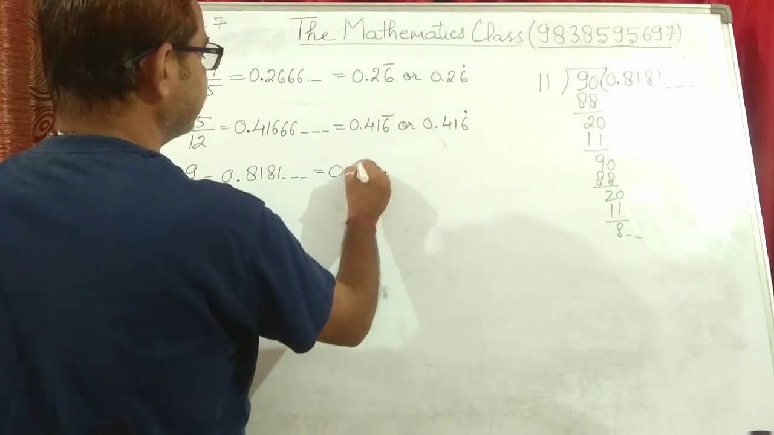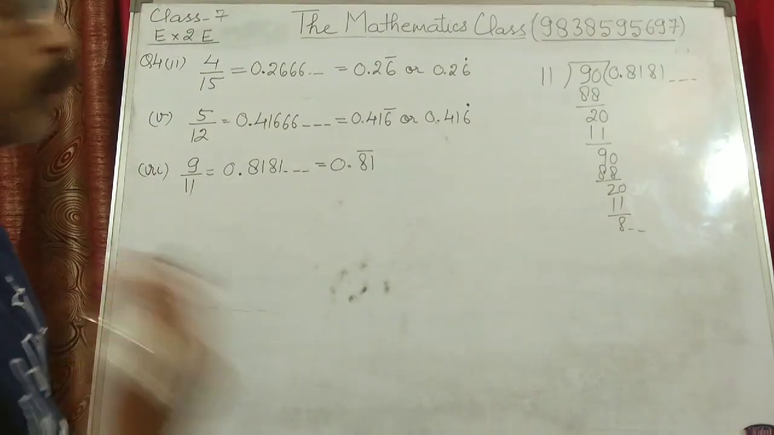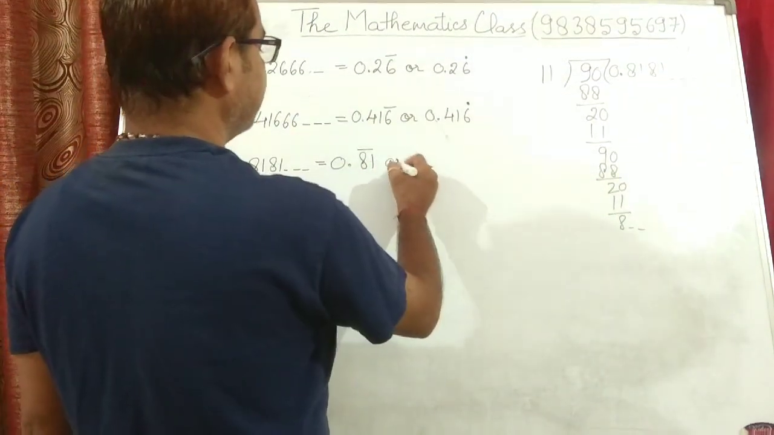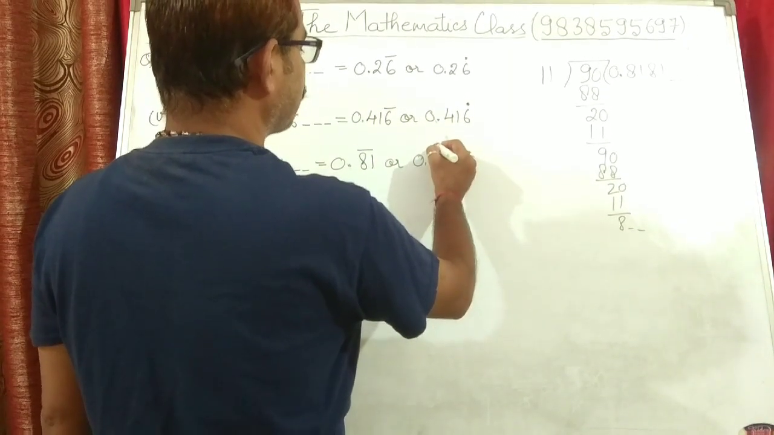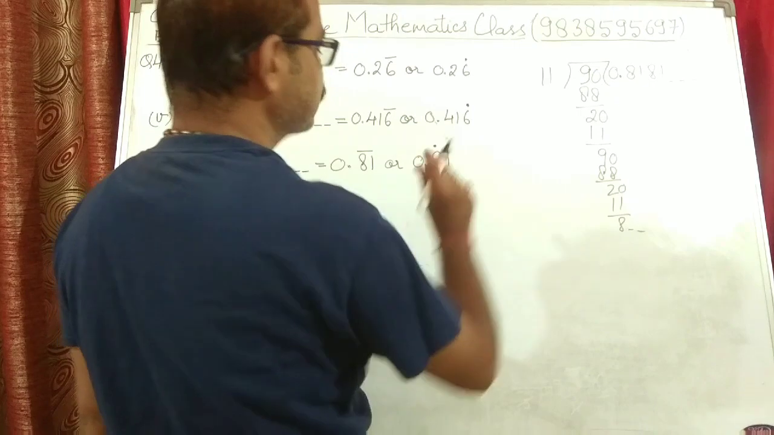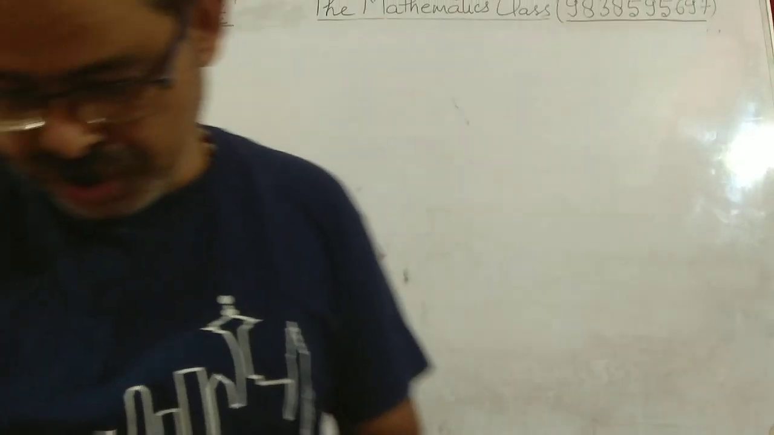It will continue. So it means you are getting 0.8181 dash dash dash, or you can say 0.81 bar. Bar will be on 8 and 1 both. Or you can say 0.81 with a point on 8 and 1, meaning 81 81 81 are repeating. Now next is question number 5.